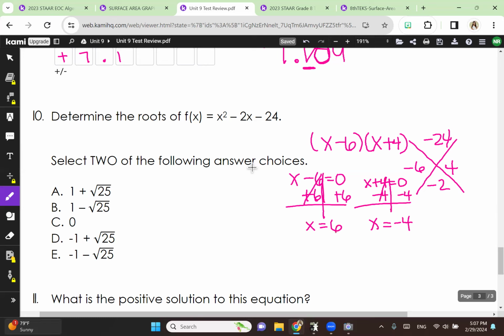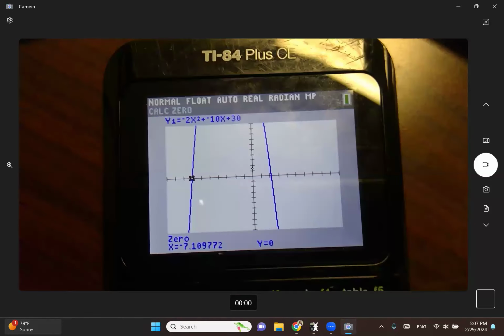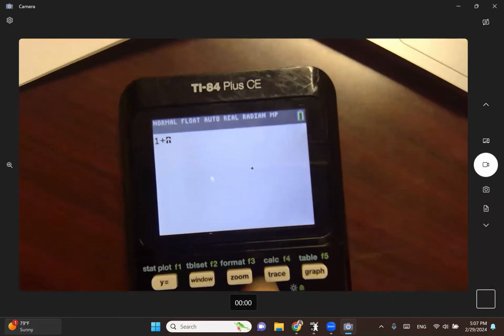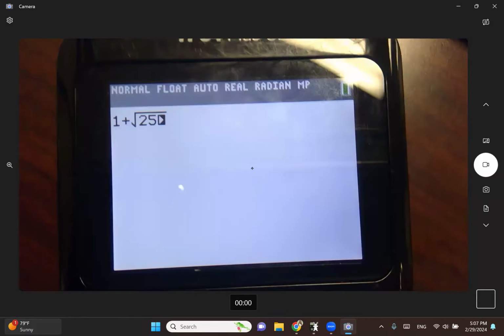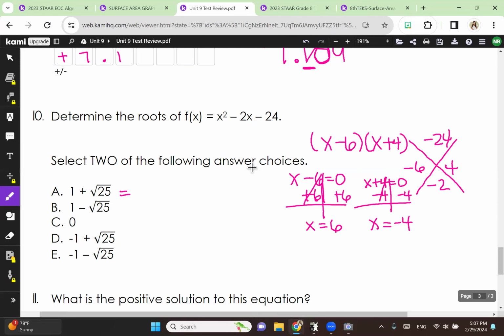Now, anybody that knows what the square root of 25 is, it's 5. So 1 plus 5, or type the whole thing. Let me just show you one time. I'm going to press second quit. 1 plus second square root of 25. That's what I mean by typing it into your calculator. I get 6. Okay. So if I type the first one, 1 plus 5 is 6.